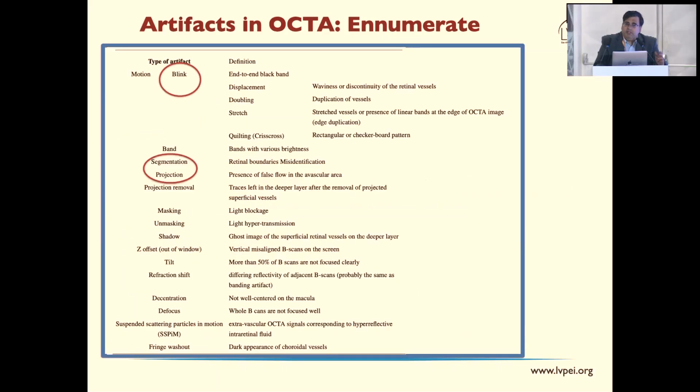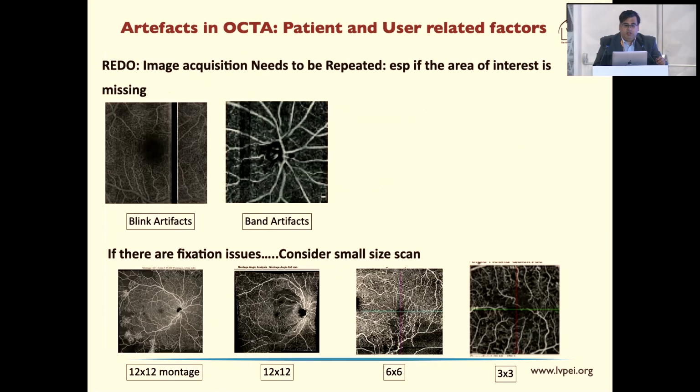Now, this list of artifacts is big and huge. I'll be touching upon some common ones and major ones. So I'll start off with certain artifacts which are basically patient and user related artifacts. They may be because the patient is blinking or not focusing at a particular image. You may get a blink artifact or a band artifact. Patient with poor vision, the fixation is an issue, that may cause artifacts.